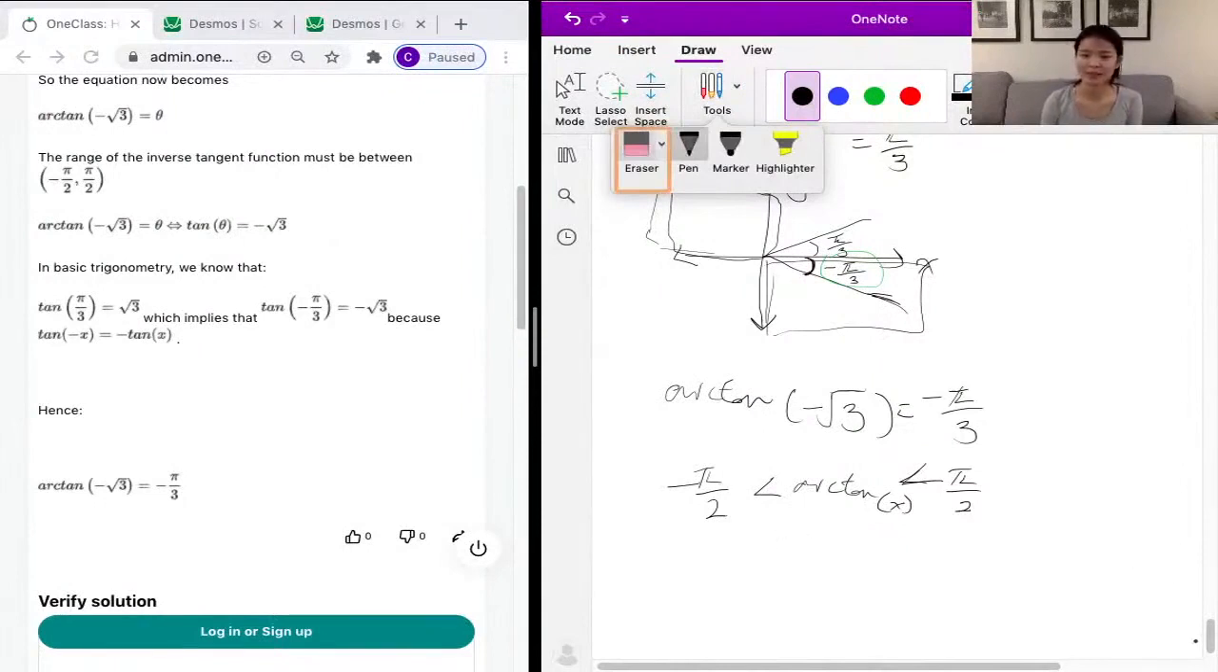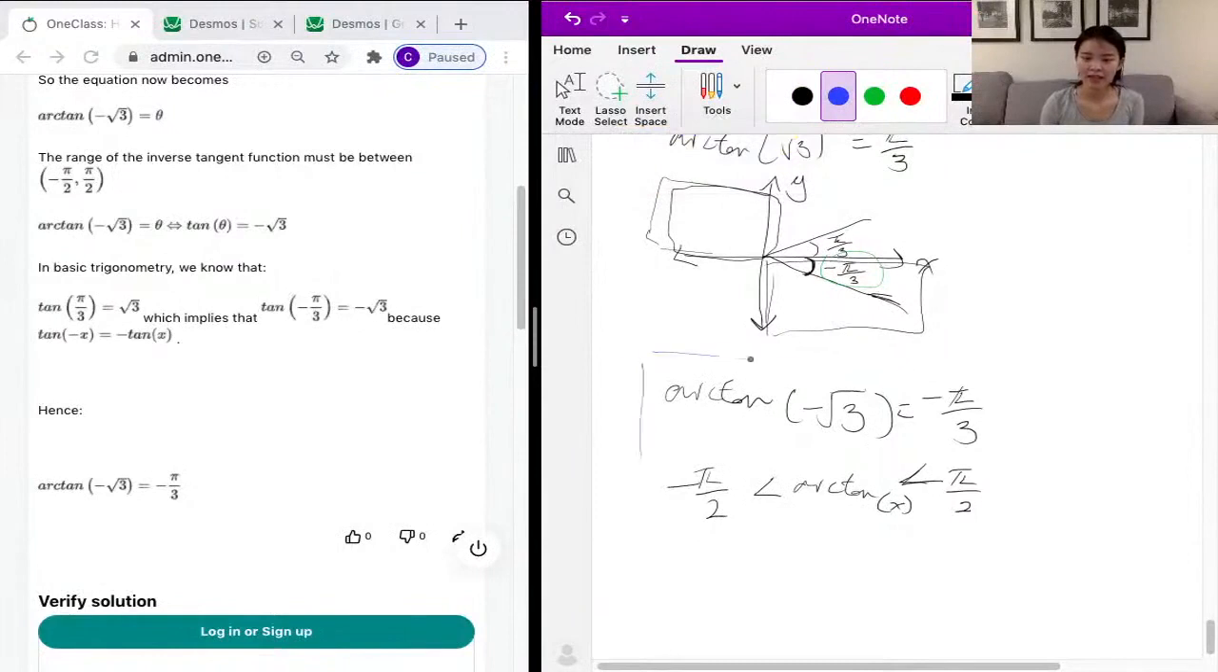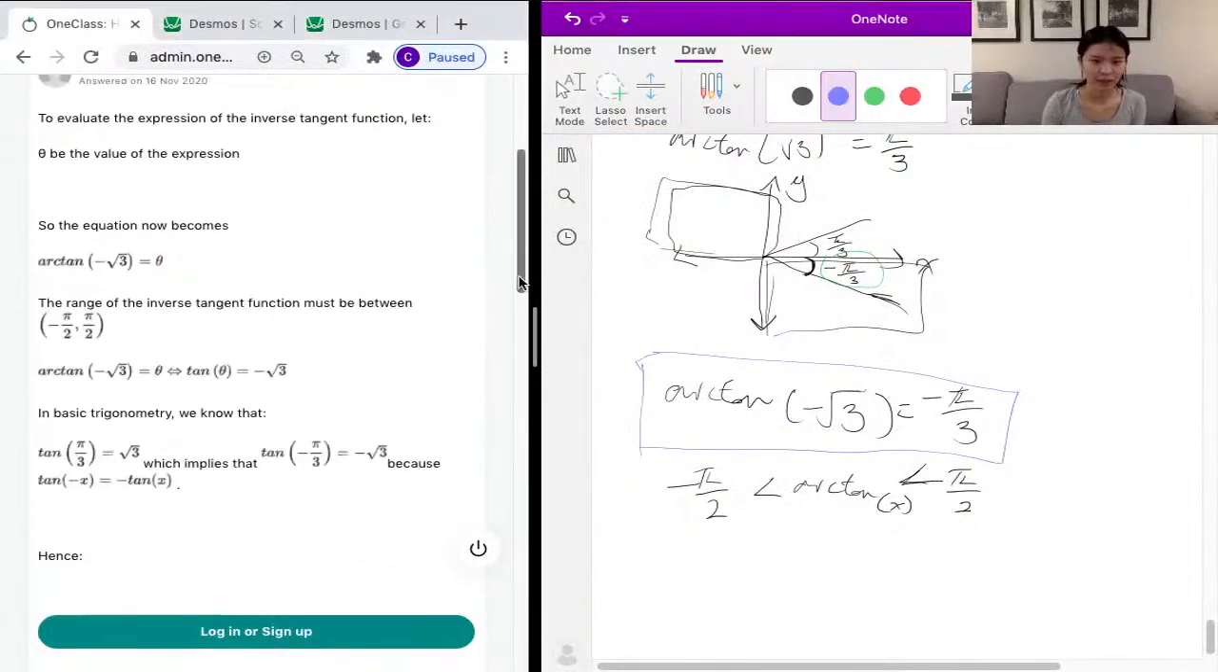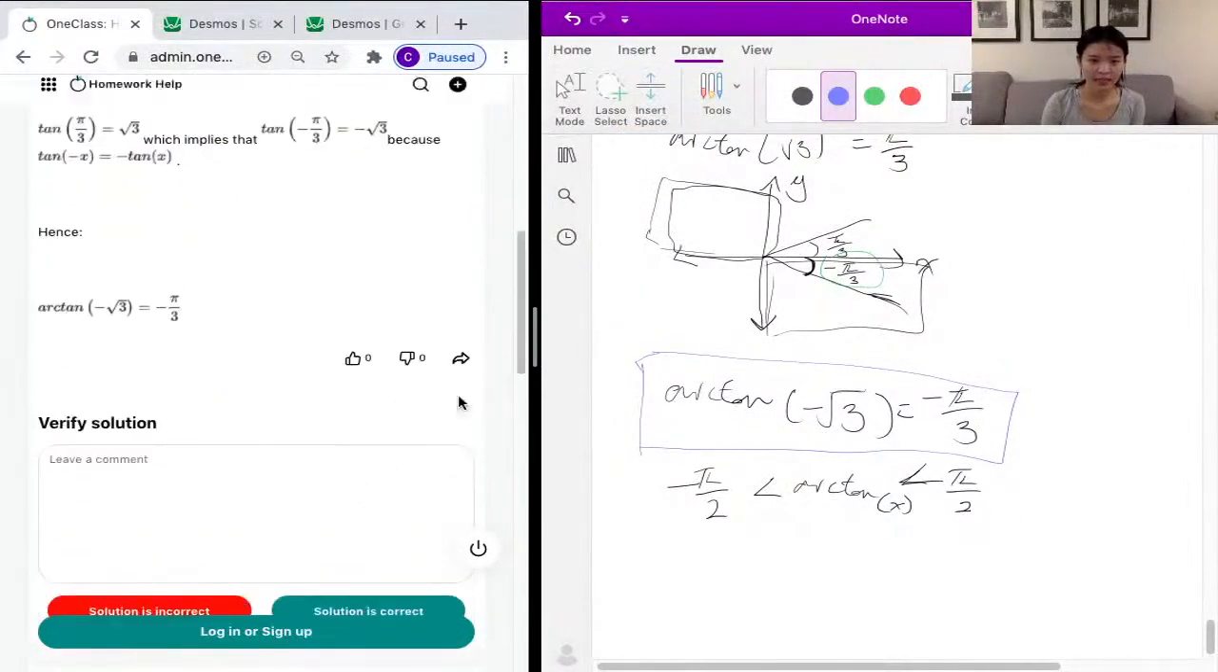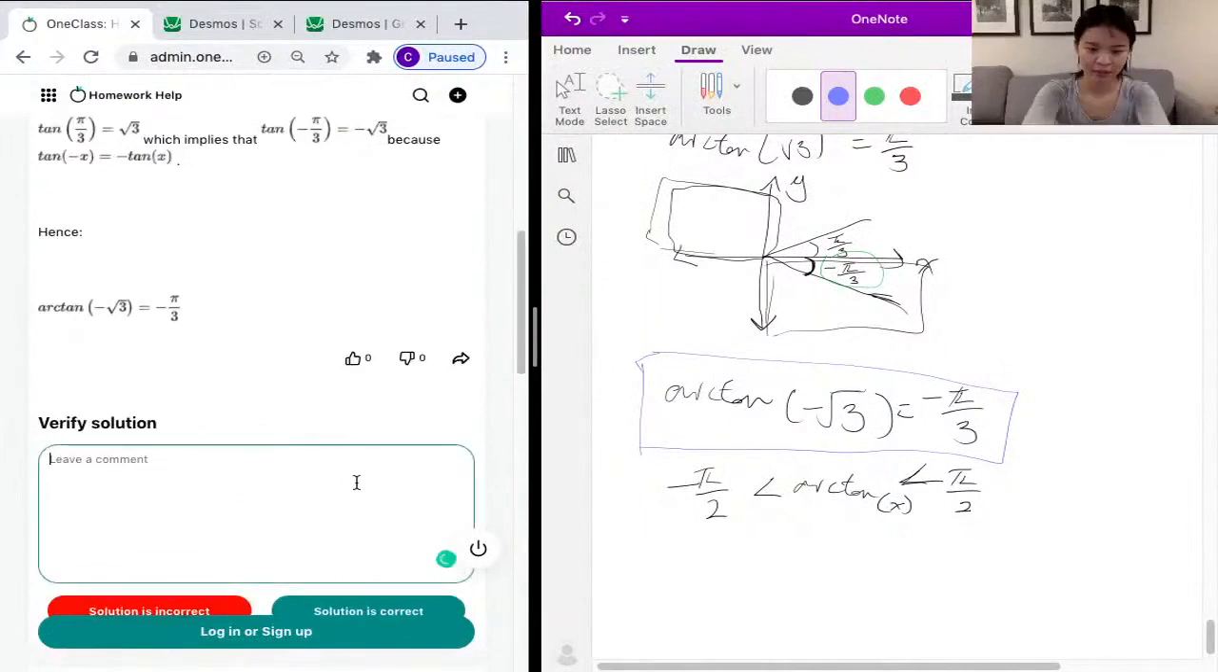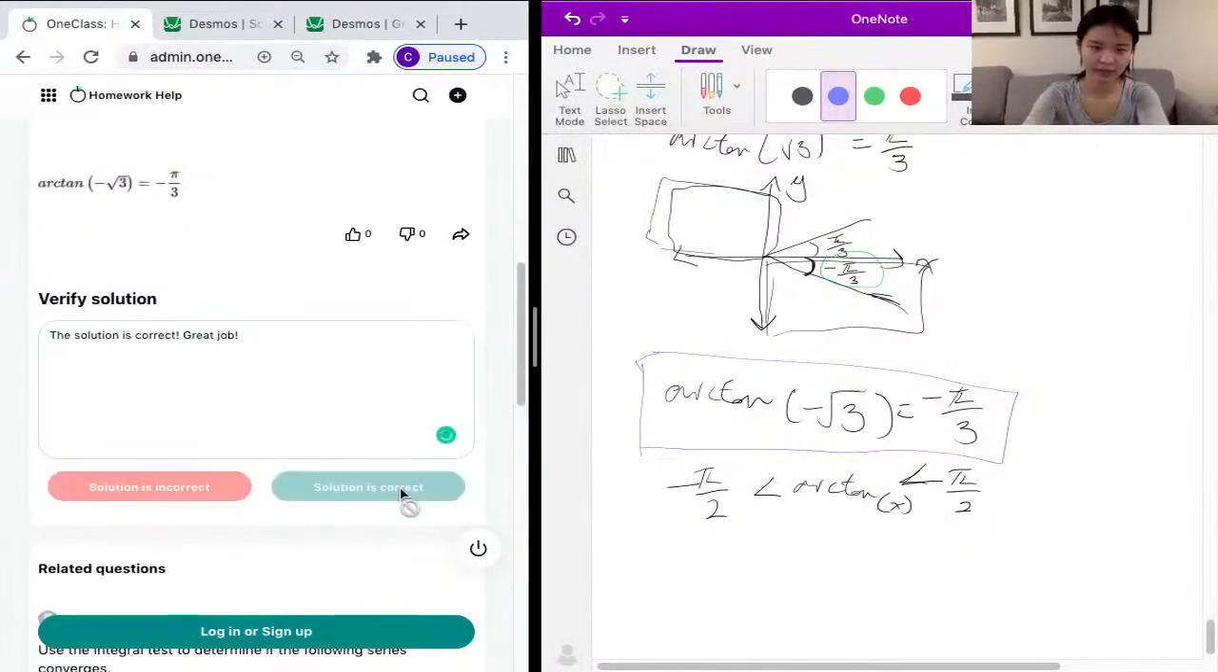That's the standard. So here we have our answer, where the arctangent of negative root 3 is equal to negative pi over 3. Perfect, that is correct. So the solution is correct. Great job. Solution is correct.